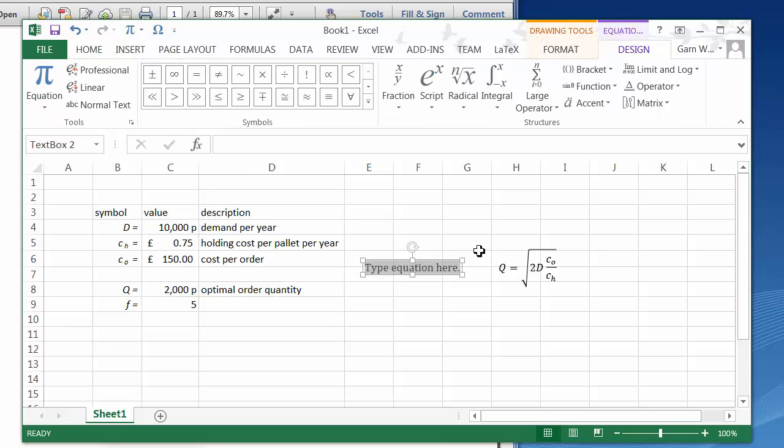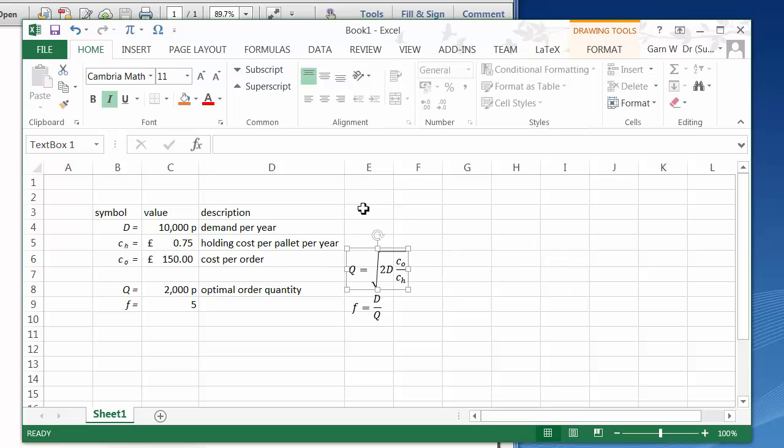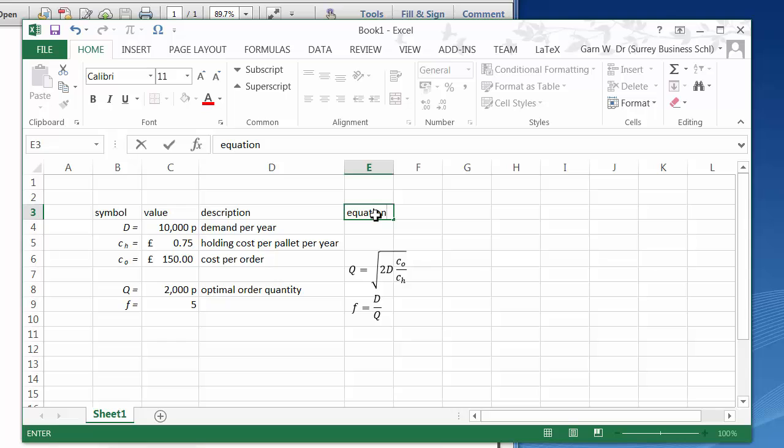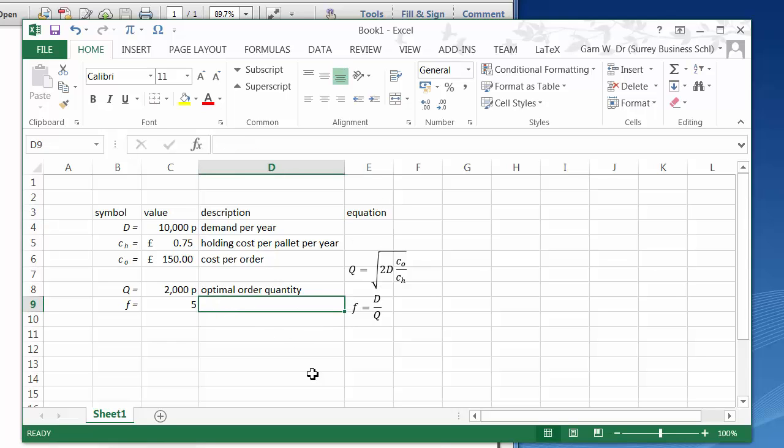Okay, let's immediately insert this equation again. Frequency equals demand over order quantity. So, number of orders per year. Good. So then we can immediately compute the cost.